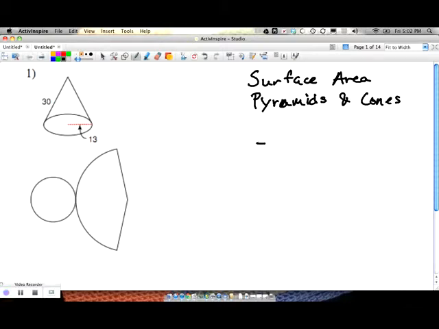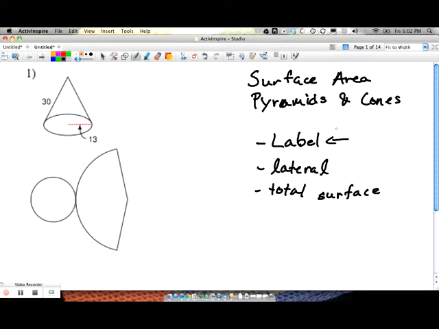We're going to start out by just doing some labeling. We're going to label first, and then we're going to find both the lateral area and the total surface area. So that's the way that we're setting this up step by step. The first series of problems are just going to be labeling, though. So that's what we're going to start with.